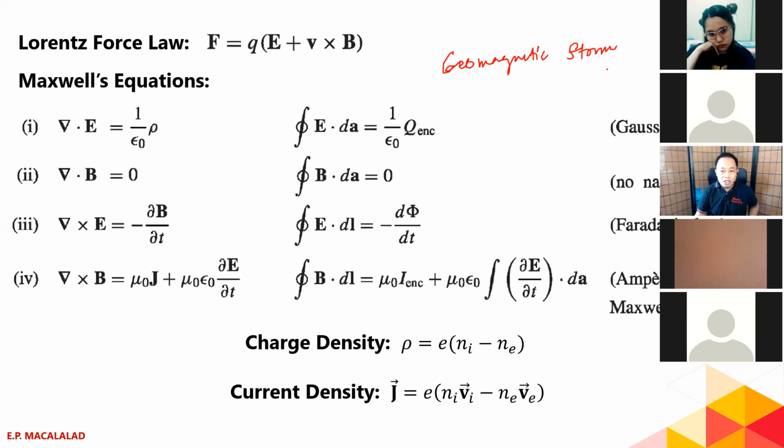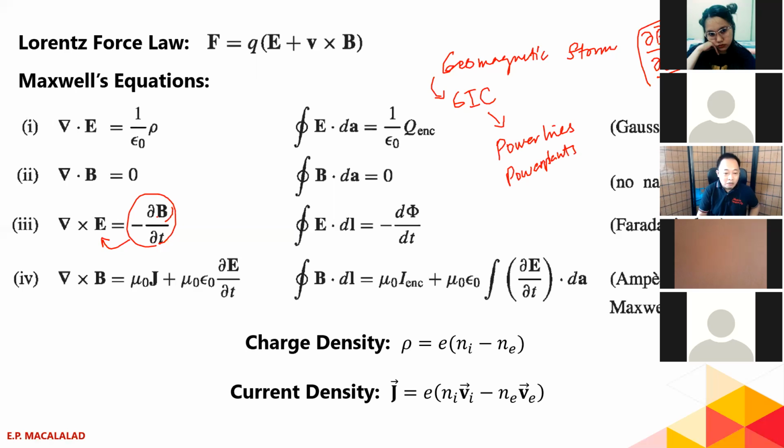So let's say if you have a geomagnetic storm, that means the magnetic field varies with time. So this is not equal to 0. If this is not equal to 0, by Faraday's law, it will induce an electric field. So sometimes, meron tinatawag na geomagnetic induced current or GIC, which affects power lines and power plants.